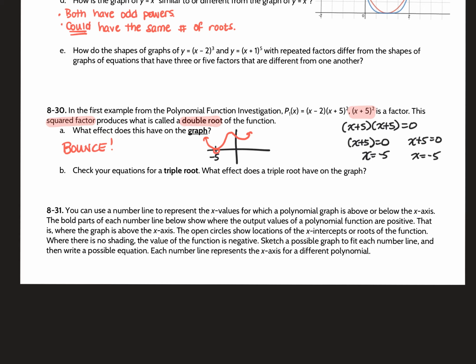And if you zoom in even closer, what it almost looks like in this little section right here is a parabola. And that's why we call that a double root. It has an exponent of 2, it bounces off, it looks like a parabola, because anything with this power of 2 is a parabola, right? Well, now we've got this power of 2 sort of hidden within the rest of the polynomial.